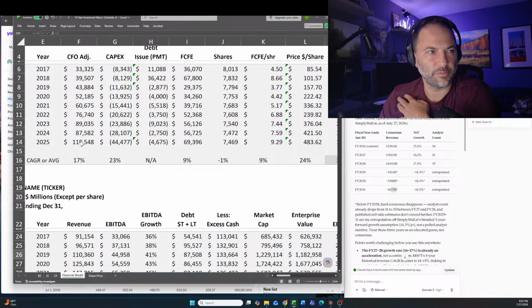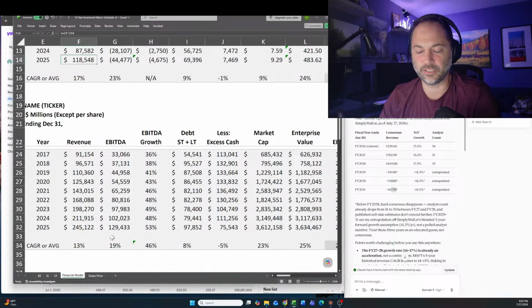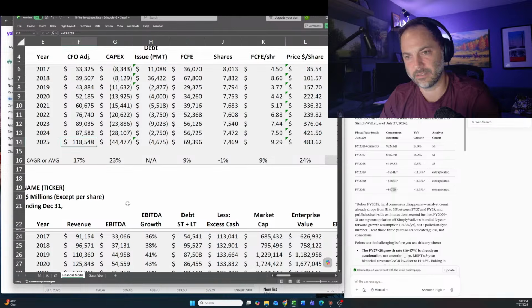That's matching the EBITDA. Great job, accounting team. You know, you're treating cash and expenses properly. Let's see, that kind of passes the smell test. CapEx here, they only spent 44 billion last year. Let's look at what the CapEx forecast might be.